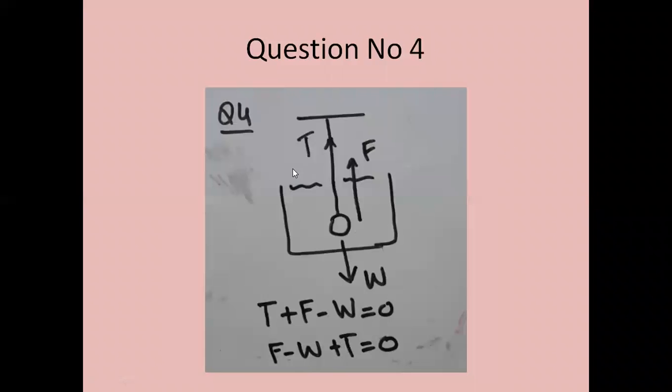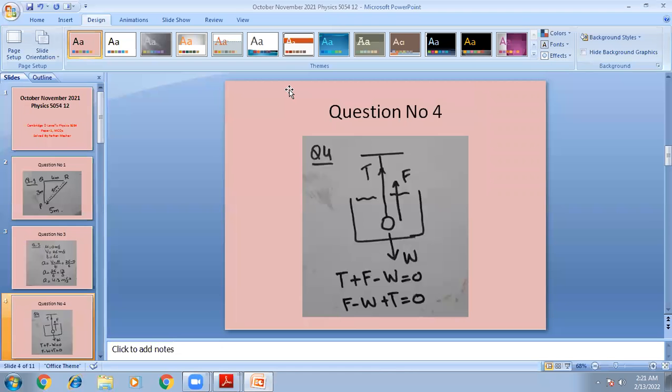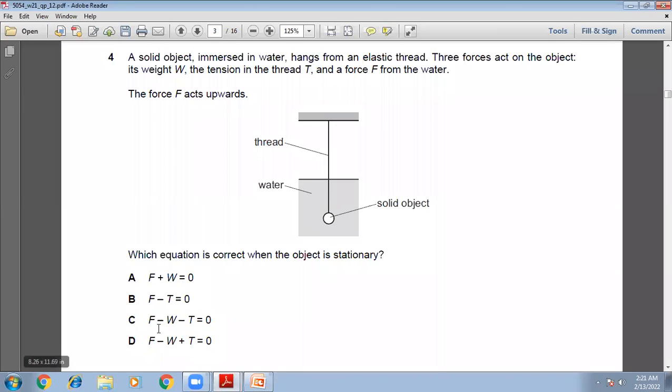Okay. So the tension in the thread will be in the upward direction. The upthrust of the water is also in the upward direction. The weight is in the downward direction. So the sum of the upward and the downward forces should be 0. So it should be T plus F minus W equals 0. F minus W plus T is the same thing. Remember this: F minus W plus T equals 0.